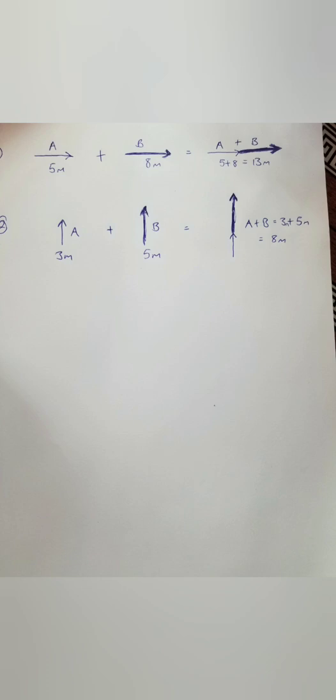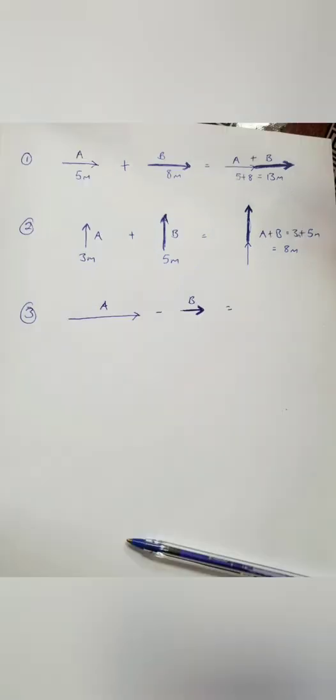So let's move to subtraction, vector subtraction. When you're subtracting two vectors, you basically add the two vectors the way you normally would if it were addition, except you change the direction of the second vector.